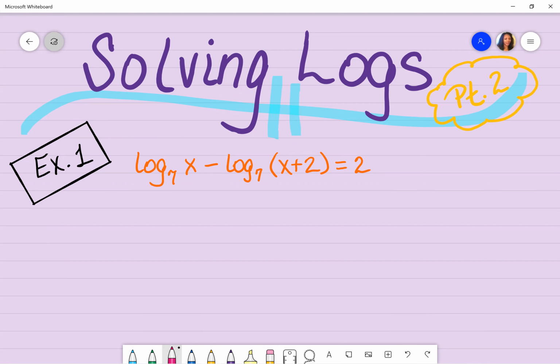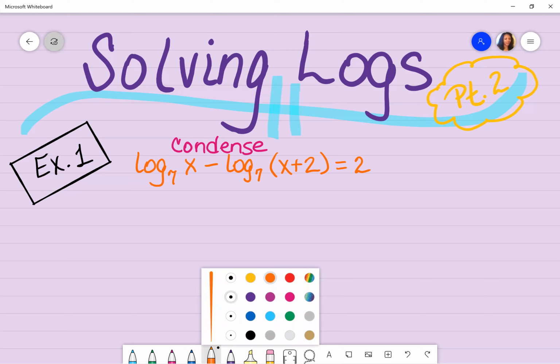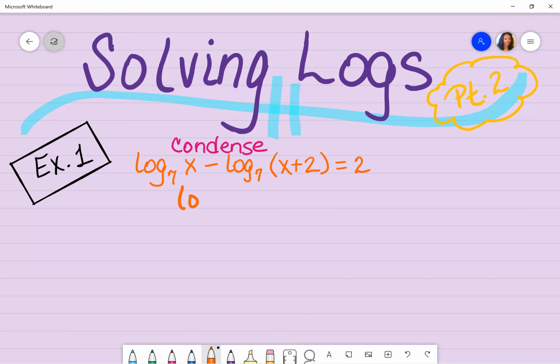So the first thing I want to do is condense this side of my equation to just one log. Condensed means it's just going to reduce down to one log. So I'm going to use the log base 7 that's shown here, and because I'm subtracting, that means I'm actually dividing. So I'm going to take my values and divide them: x divided by x plus 2, and I'm going to set it equal to the 2 that's shown.